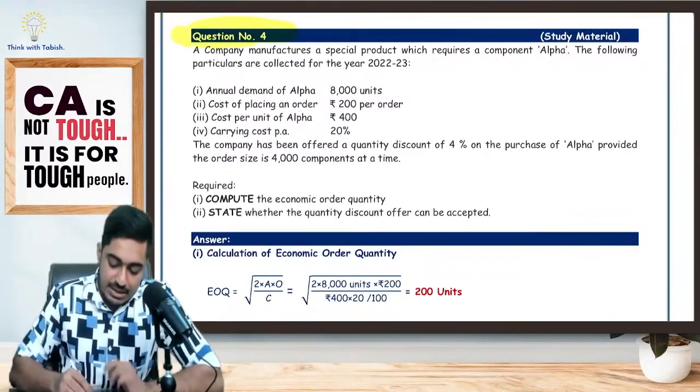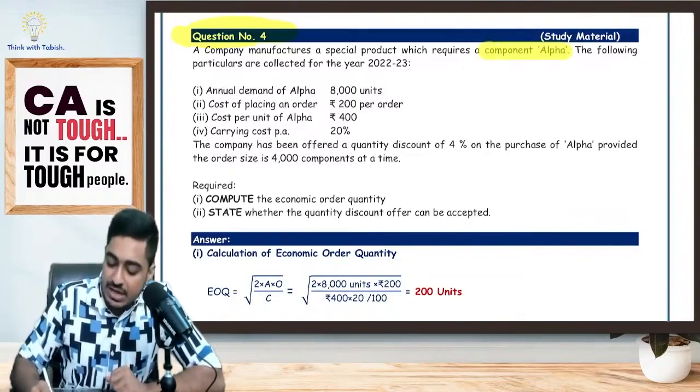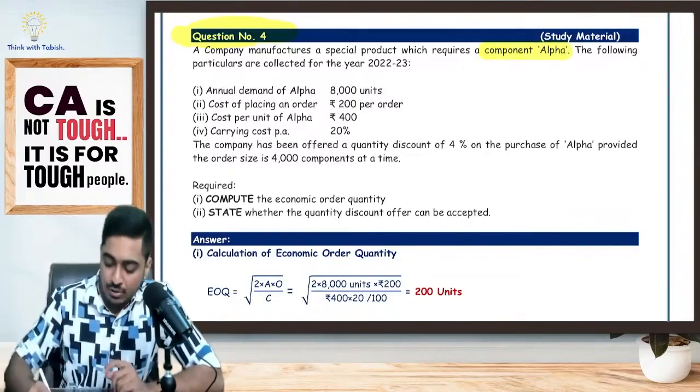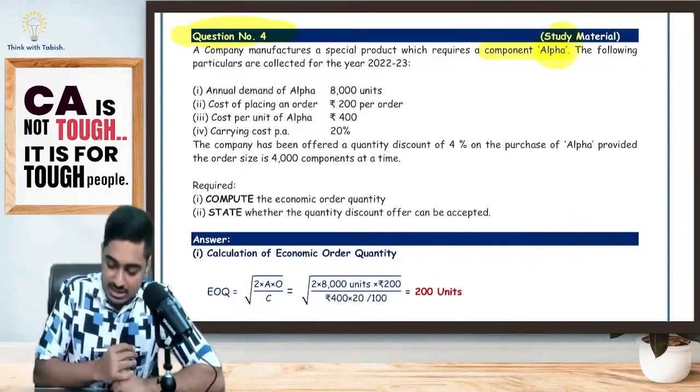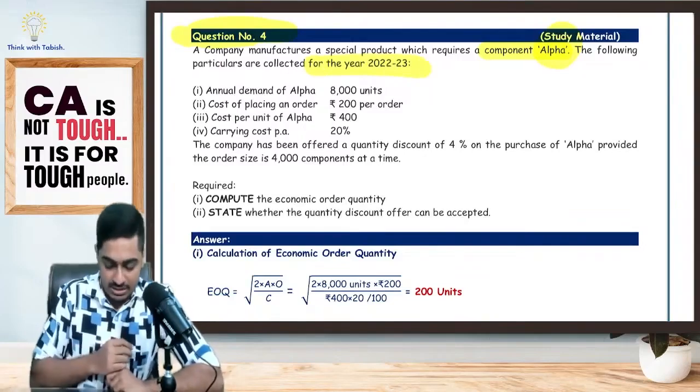Pay attention. A company manufactures a special product which requires a component alpha. We are manufacturing a product. To manufacture that, I want a raw material called alpha. Following particulars are collected for the year. For the year, information is given.